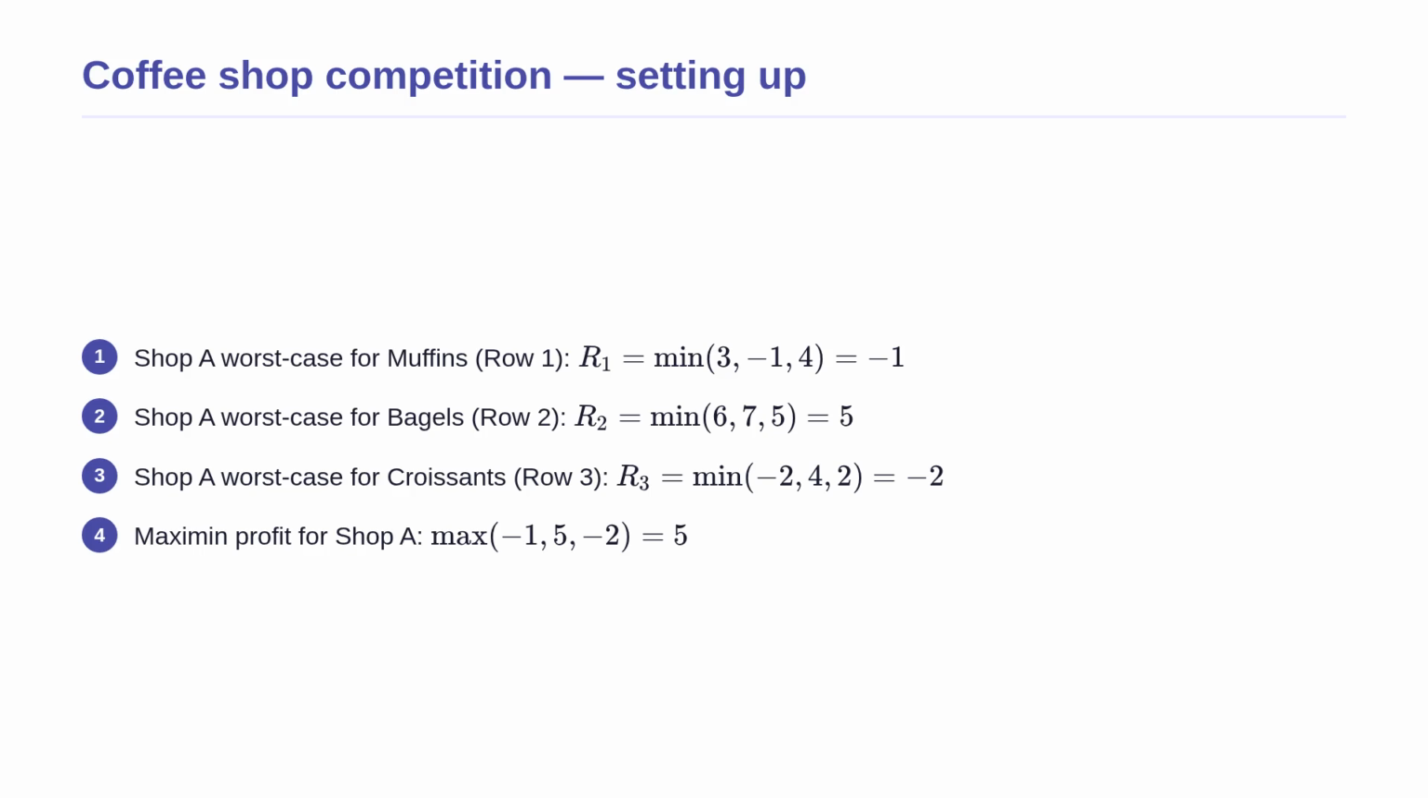Let us apply these principles to a real-world business scenario. Two competing coffee shops, Shop A and Shop B, are deciding on their daily special. Shop A chooses pastries, Shop B chooses beverages. We start by finding the worst-case scenario for Shop A's profits. If they choose muffins in row 1, the minimum value is -1, a potential loss. For bagels in row 2, the minimum profit is 5. For croissants in row 3, the minimum is -2. Shop A wants to maximize their safety, so they pick the largest of these minimums. The maximum profit is 5.